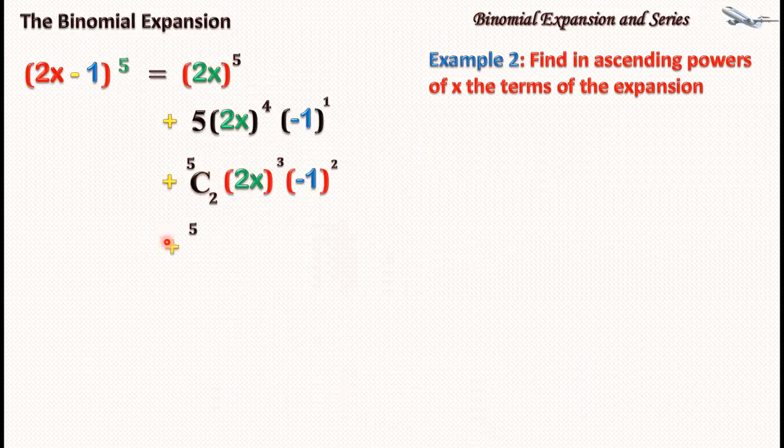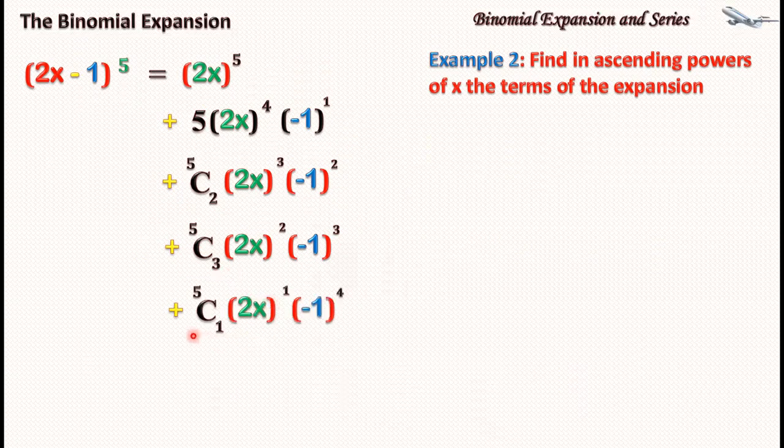The next term should be 5 combination 3 into 2x to the power 2 now, and minus 1 to the power 3, okay? Next term, 5 combination 4 into 2x to the power 1 and minus 1 to the power 4. The last term now should be 5 combination 5, which is just equal to 1, 2x to the power 0, which is still 1.